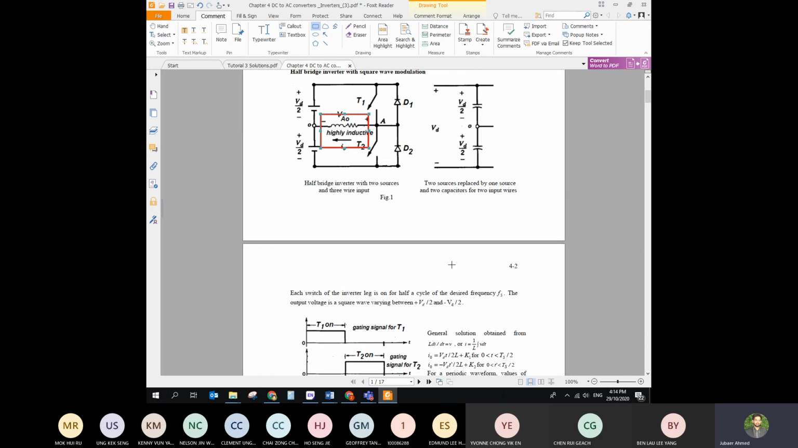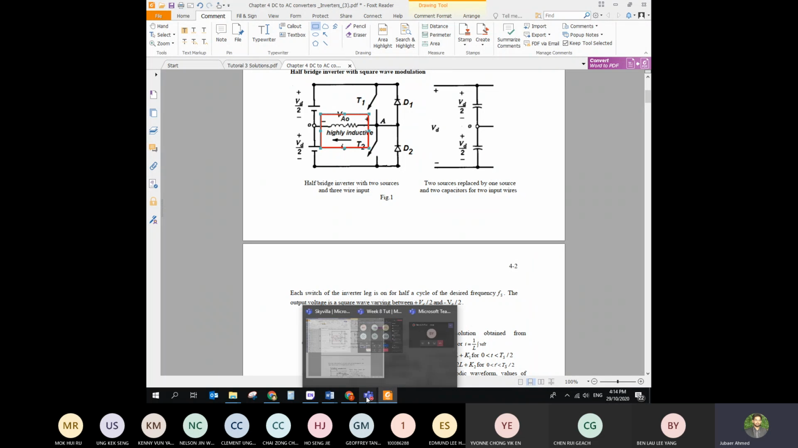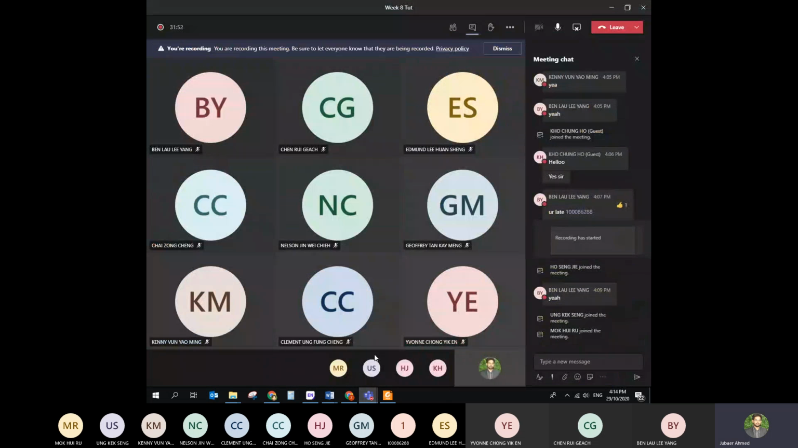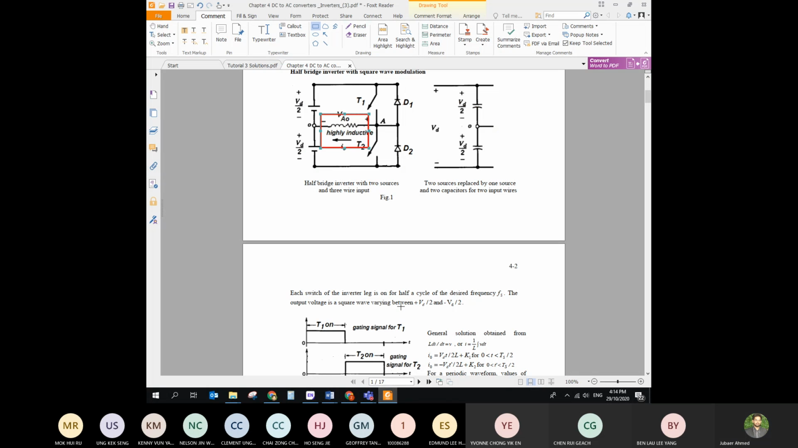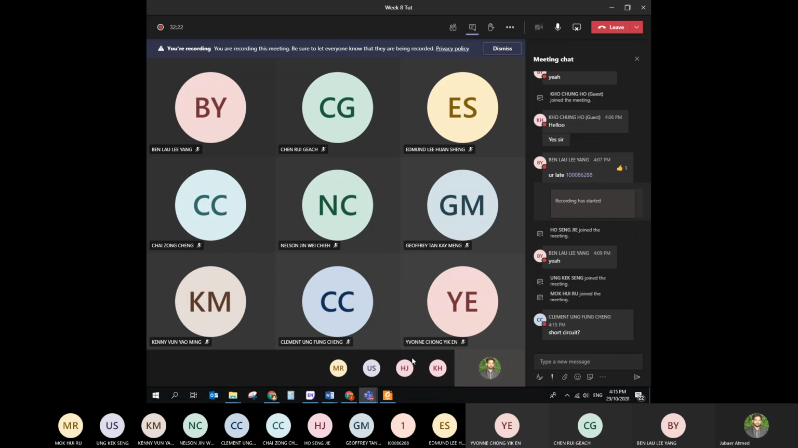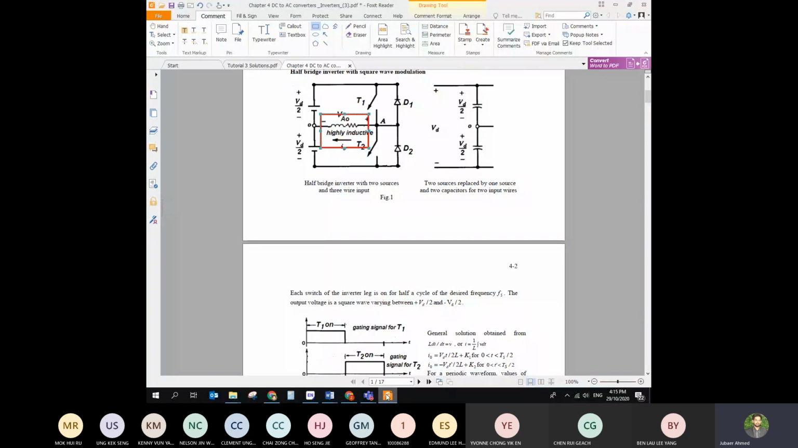Okay, just as a normal curiosity, what will happen if I turn on T1 and T2 at the same time? What will happen? Who can answer me? What will happen if I turn on T1 and T2 at the same time? Short circuit? Are you sure, Clement? Why is there going to be a short circuit? At which point is there going to be a short circuit? I just turned them on. It's never going to be a short circuit. It's just closing the path, right?